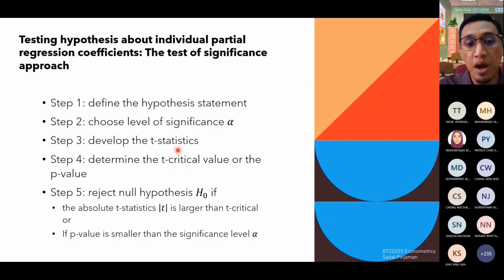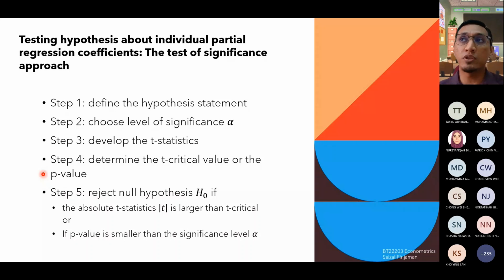Or apart from determining the t-critical value, you can also determine the p-value, because both of these can be used to determine whether we reject or fail to reject the null hypothesis. Yeah, remember, when the absolute value of the t-statistic is larger than the t-critical value, we reject the null hypothesis and conclude that the alternative hypothesis is correct. Vice versa. And when it comes to the p-value, if we determine the p-value instead of the t-critical value, then we will reject the null hypothesis if the p-value is smaller than the significance level.